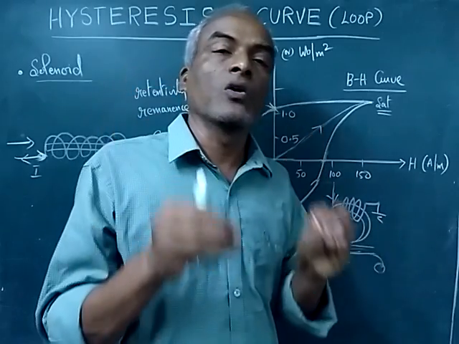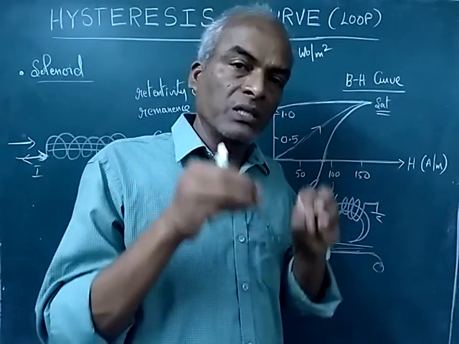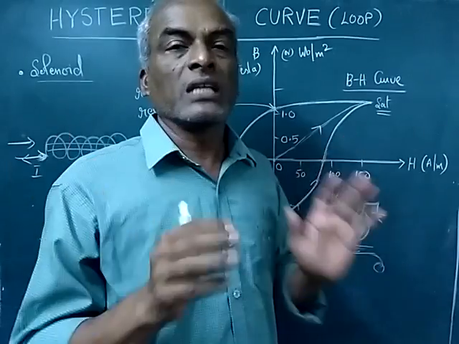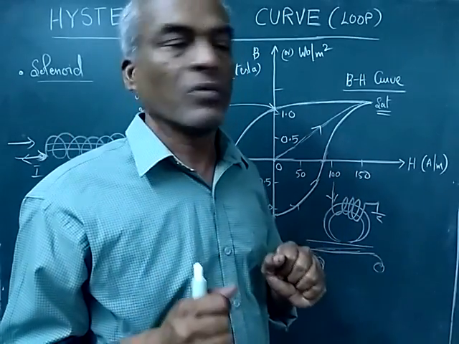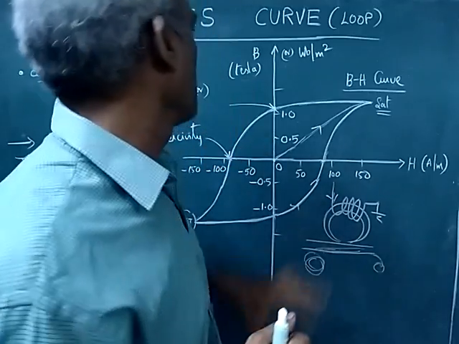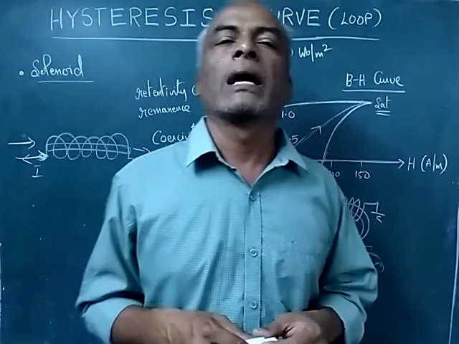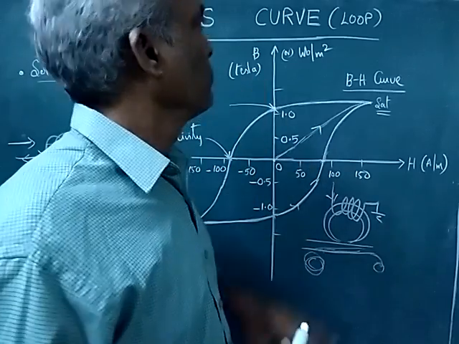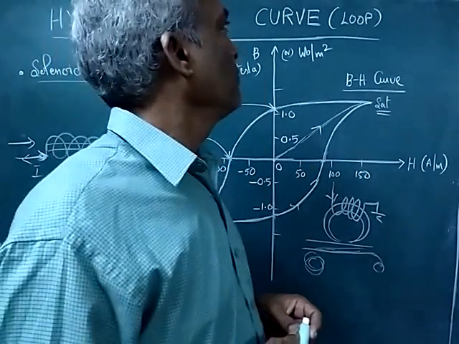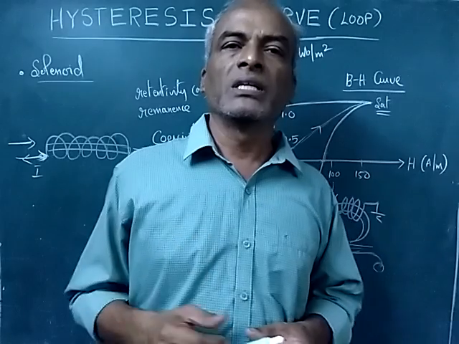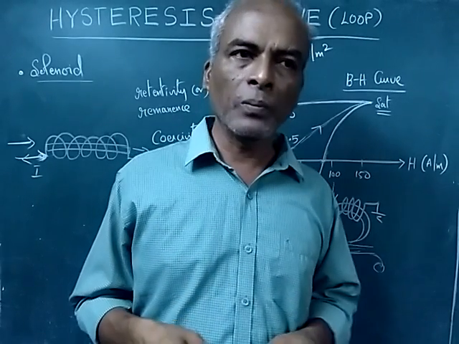The information is recorded. So the information recorded is based on frequency, amplitude, everything. So that's called magnetic recording. Okay. So this property, especially this retentivity property, is used in magnetic recording purpose. And this loop, this BH curve, is called hysteresis curve or hysteresis loop. Hope you have understood about hysteresis curve or hysteresis loop.